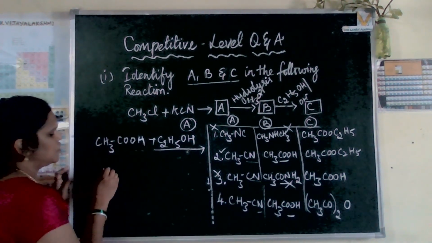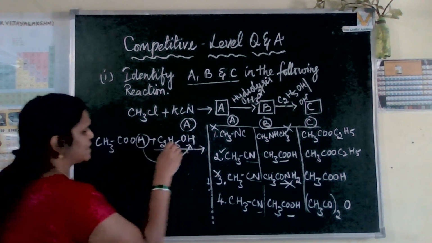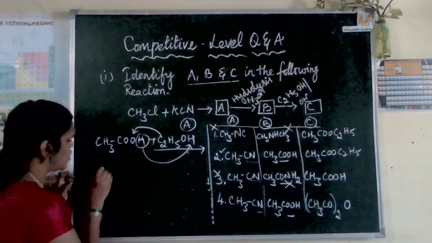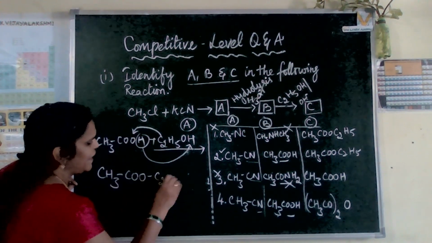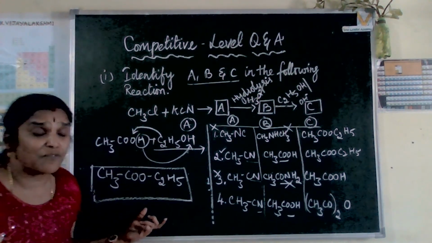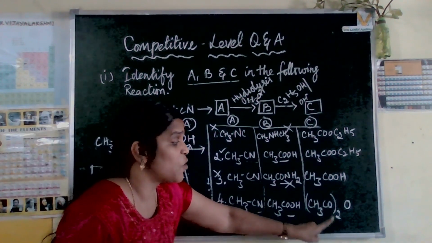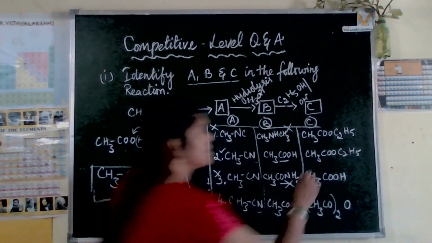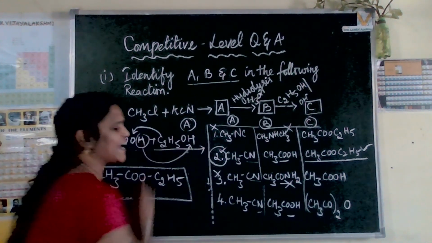It reacts with water. Usually, the hydrogen is replaced by methyl or ethyl. So what you get is CH3COOC2H5, that means ester formation. Anhydride would be CH3CO twice O, anhydride formation, but here it is ester formation. Yes, I got the answer. So option 2 is the correct answer.